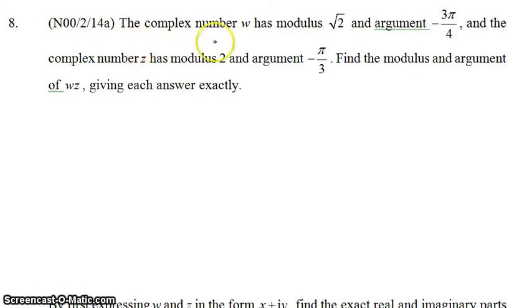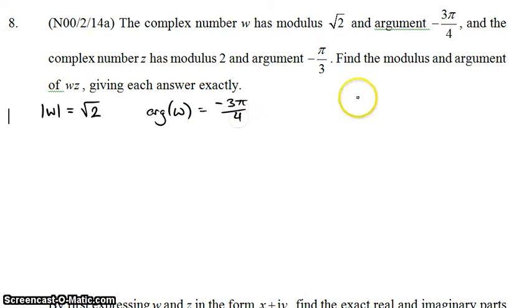In question 8, we're told that the complex number w has modulus root 2, so we know the modulus of w is equal to square root 2, and argument of negative 3 pi over 4, so we know the argument of w is equal to negative 3 pi upon 4. And we're told the complex number z has modulus 2, so the modulus of z is equal to 2. And we're told that the argument of z is negative pi upon 3.